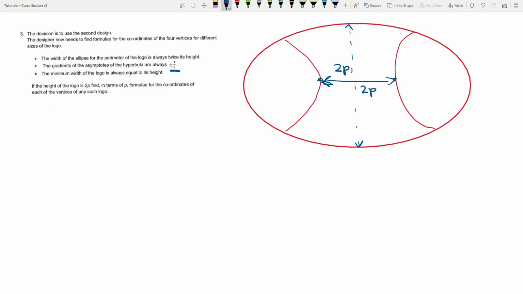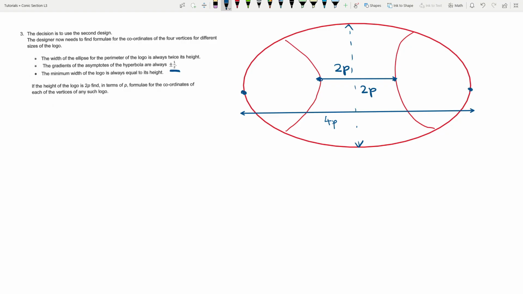And then they say the width of the ellipse, from here to here, is 4p. Very bad drawing. Let me make it again. I should have used this arrow a lot. Let me use it here as well. That's 2p. Okay, and the width of the ellipse is 4p because it's twice the height.